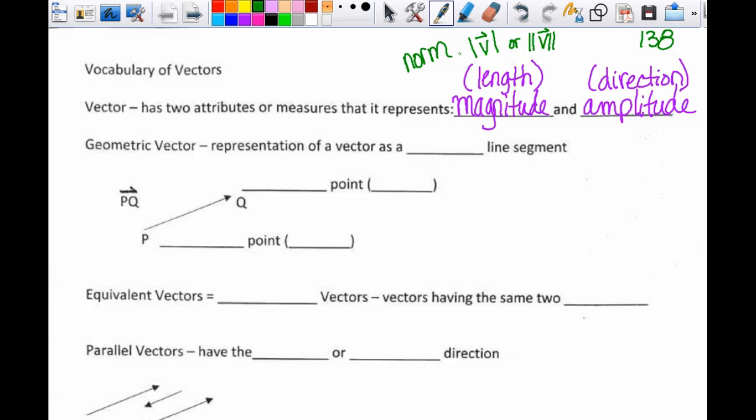So the norm is the magnitude. You could see it either way in different textbooks and different assignments and different applications. So what are y'all used to seeing, the one or the two? The one. So then we have a geometric vector, which basically means it's like the picture. It's a representation of a vector as a directed line segment.